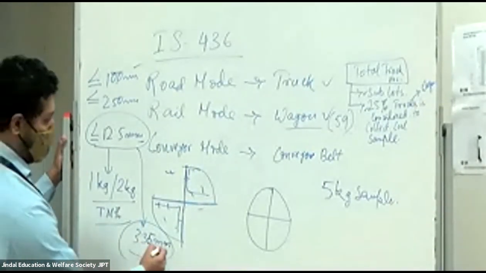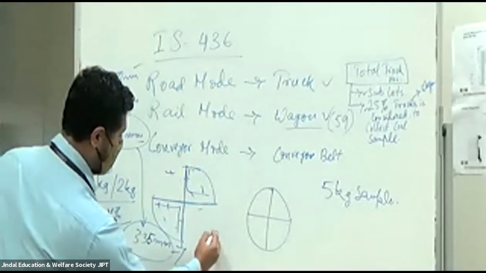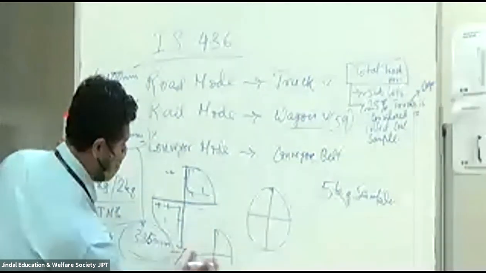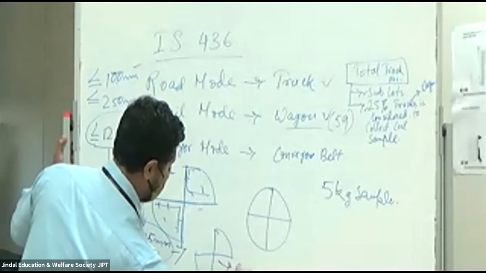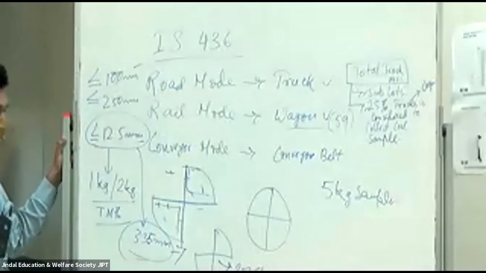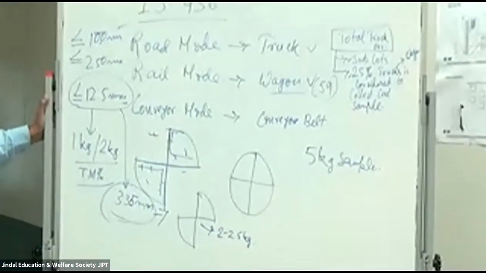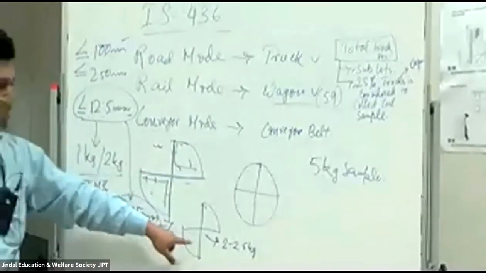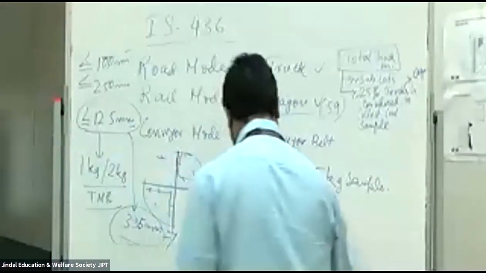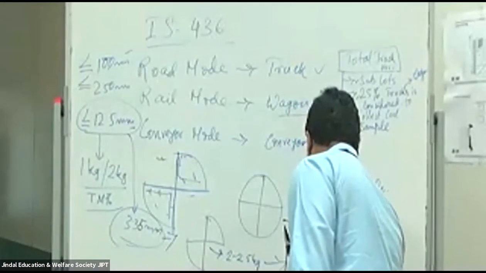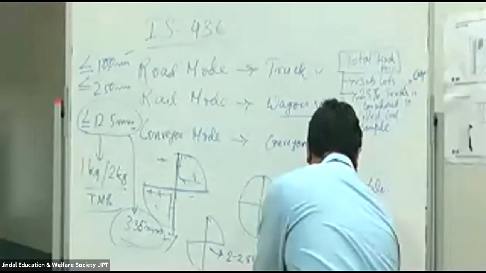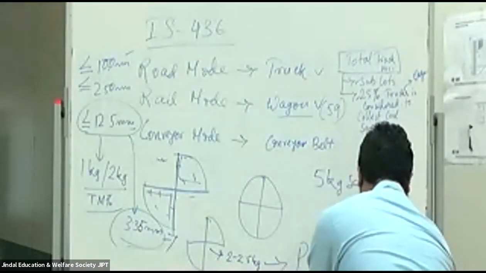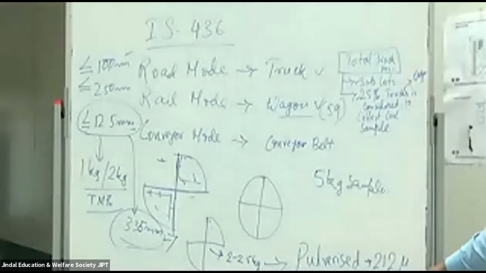After we get 3.35 mm, we quarter it again to get 2.5 kg of sample. Ultimately, we make 5 kg of sample of 3.35 mm, and after further reduction, we make 2.2 to 2.5 kg of sample, and this sample is pulverized to a size of 212 micron.